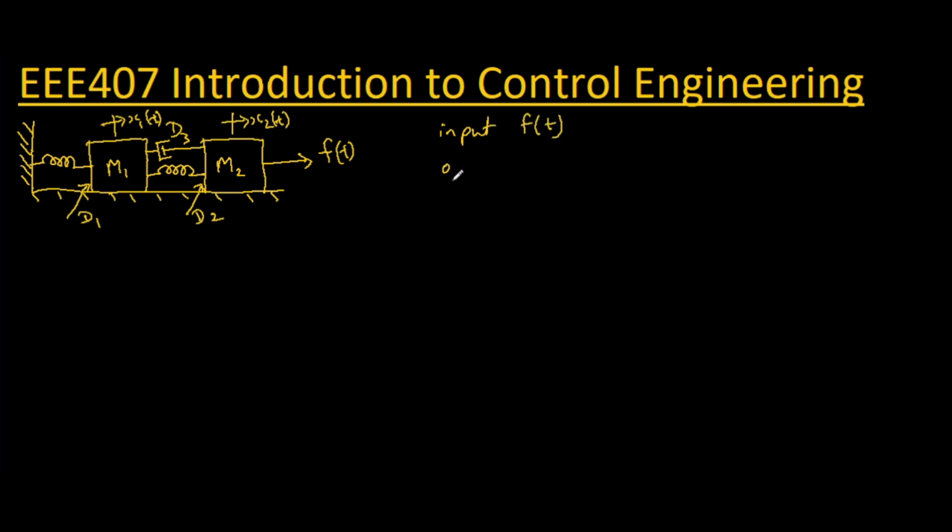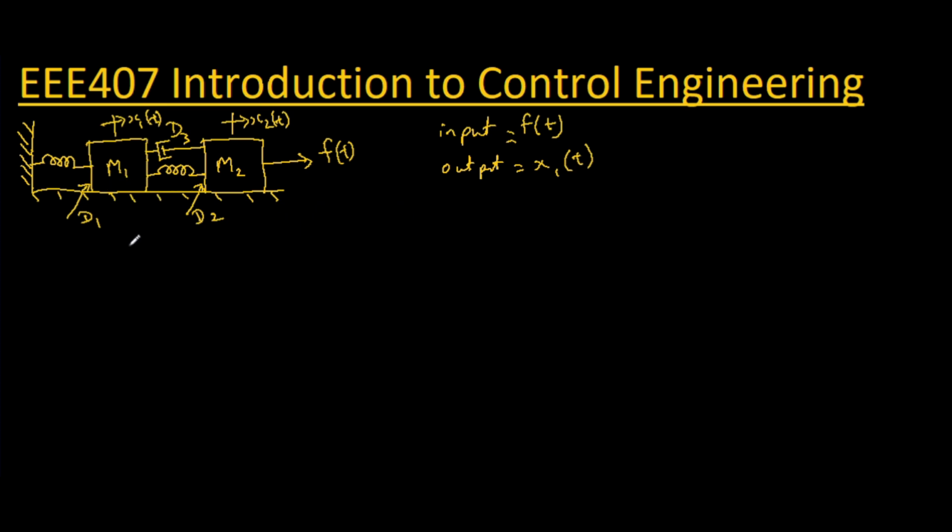And let's say our output is x1 of t. So that's what we're really interested in. It could be x2, it could be anything, but let's say we're interested in x1 of t. Now, to solve this, again, we're going to use the sum of forces. That's all we're going to use, but we won't just have one sum of forces in this particular case. So let's look at the first system.